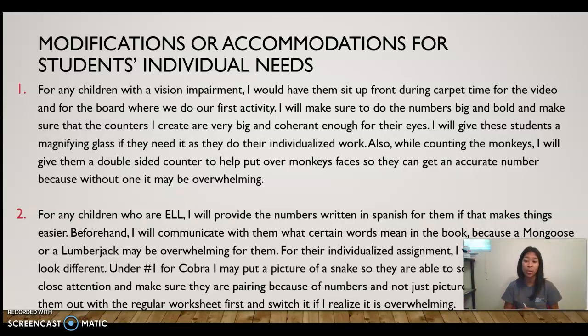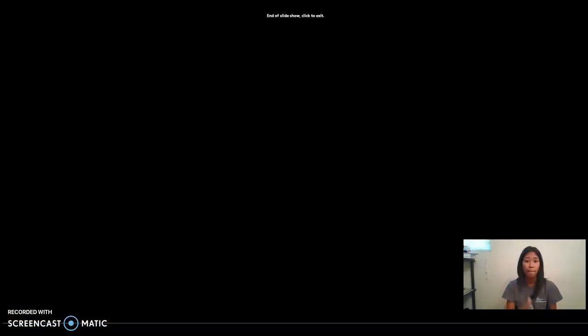For their individual assignment, I will try and have their paper look different. So under number 1, I would have an actual picture of a cobra for them to match. But I would have them try out the first version first before I have them try this one out. It depends on them and where they're at. And that is the end of my lesson.